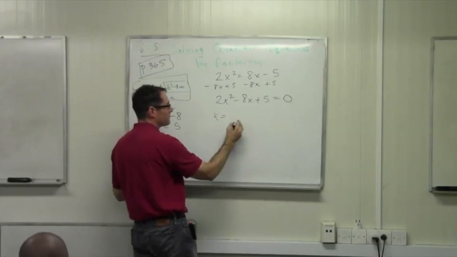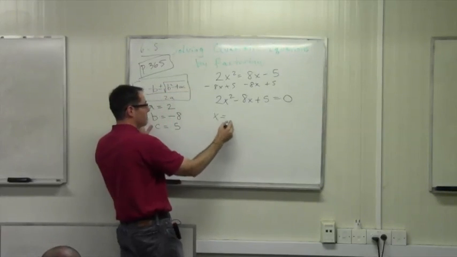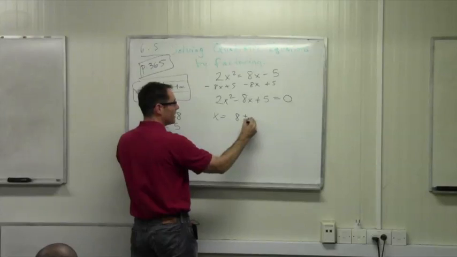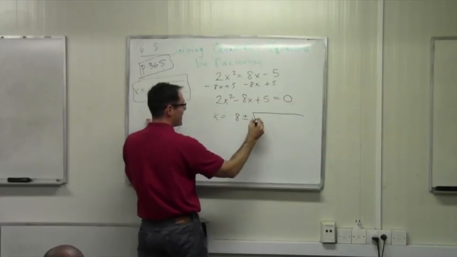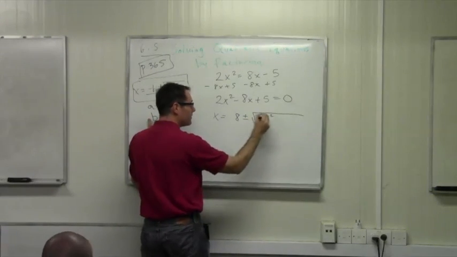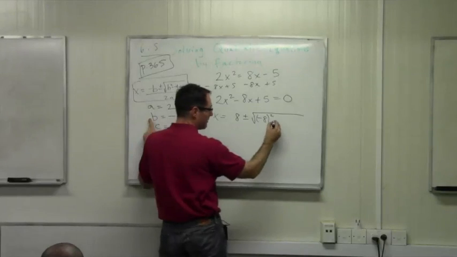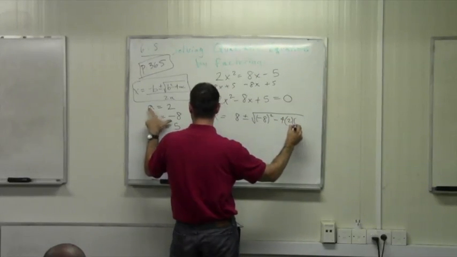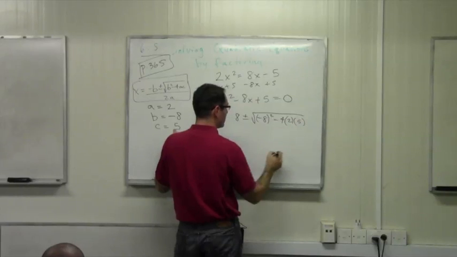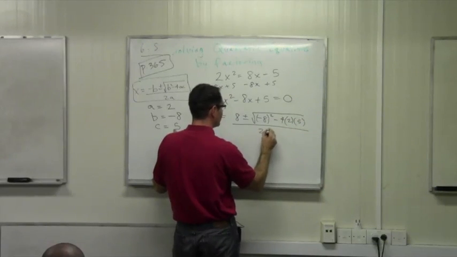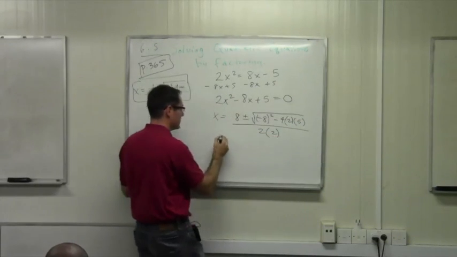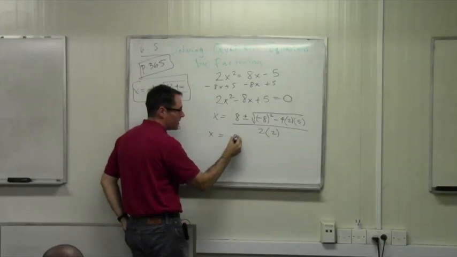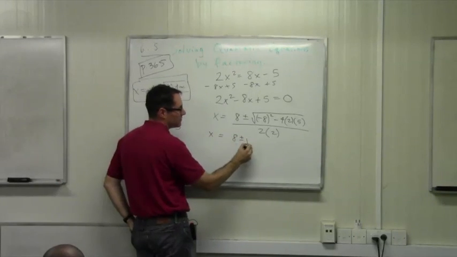X equals negative b, so it's going to be 8, because b is already negative. Plus or minus the square root of negative 8 squared, a positive number, minus 4 times 2 times 5. The whole thing divided by 2 times 2. Okay? 8 plus or minus the square root.